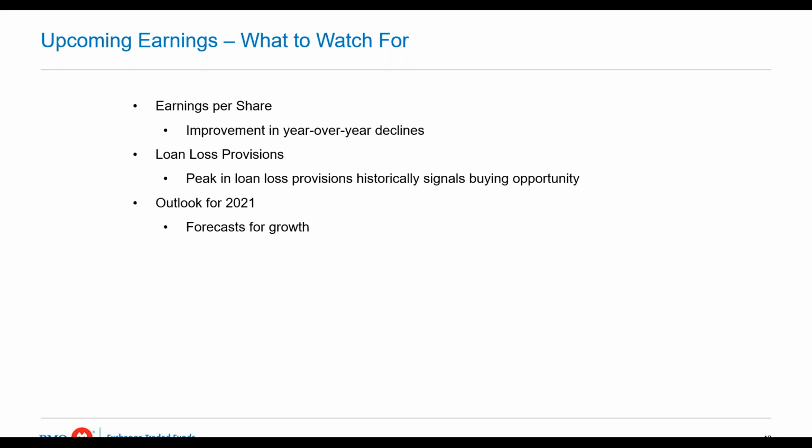So if we go back to fiscal Q2, which was really right in the heart of the lockdown in March and April, fiscal Q2 earnings per share were down 50% on a year over year basis on average for the Canadian banks. So obviously a very, very negative year over year performance in terms of earnings per share.